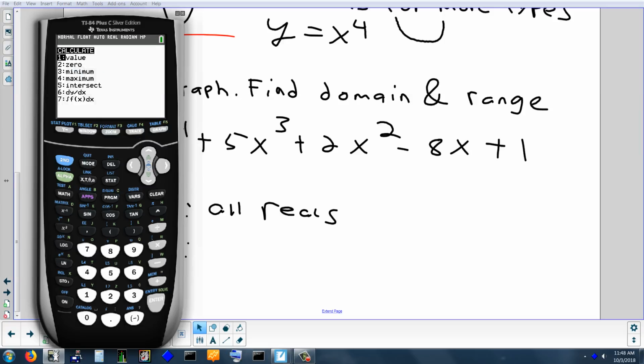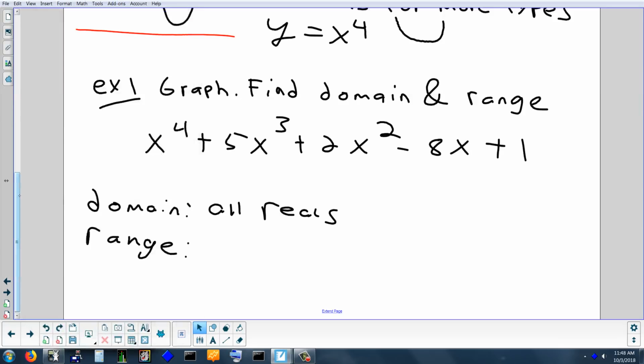So we're going to find the minimum by doing second calc 3. Okay. Move your cursor over there. Pick a value to the left. Pick a value to the right. And do a guess. So the lowest y value that this ever hits is -11.95. And it'll go up forever from there. So my range is -11.95 and up. Never stops going up.